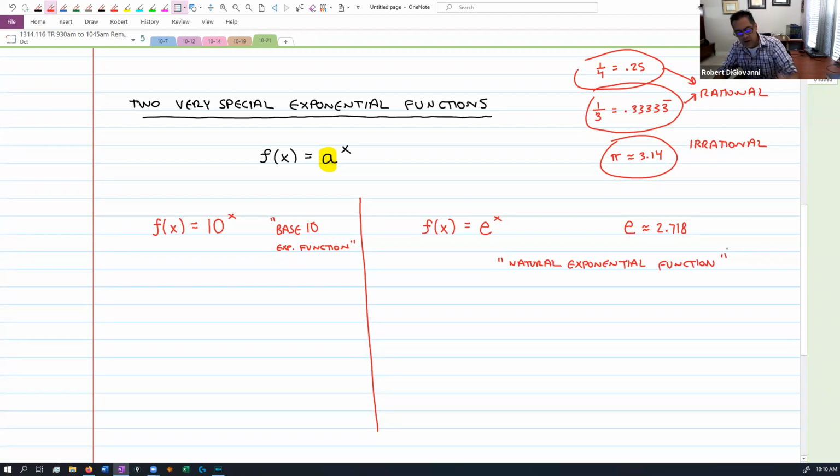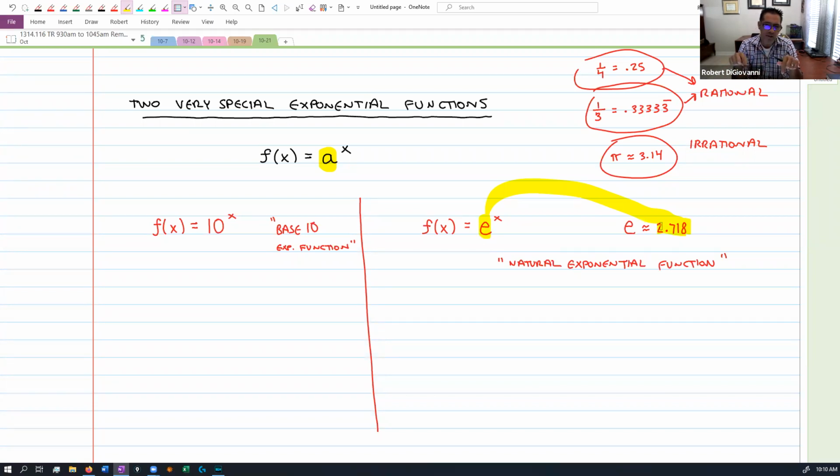But please, just do not lose sight of this. This E is just the number about 2.718, all right? So these are two very special functions. I've told you they're special, but I haven't told you why they're special, right? I've just told you these are special. So let's talk about the base 10 one.